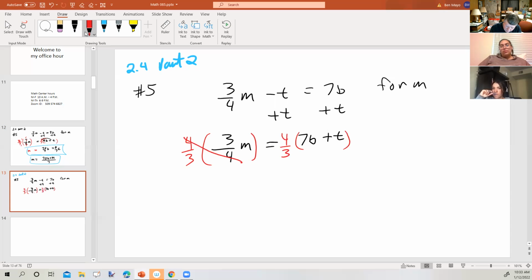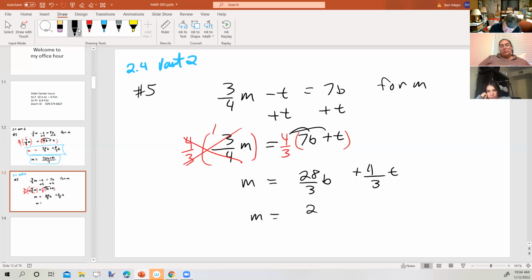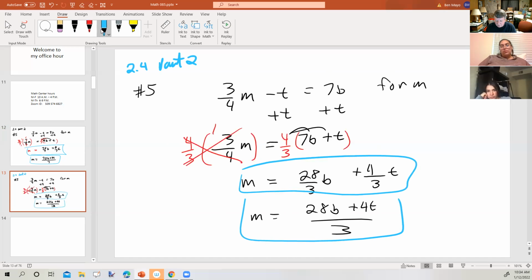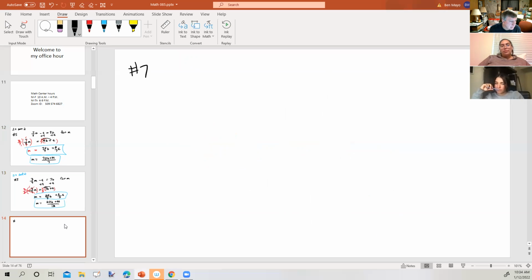On the left side, the 4's reduce out, the 3's reduce out, all to 1. 1 times m is m. On the right side, we get 28/3 b plus 4/3 t, or we could write it as 28b plus 4t all over 3. Either one of those, whether we distribute the 4/3 or just the 4. Any questions on that one? Okay, next up is number 7, same section.